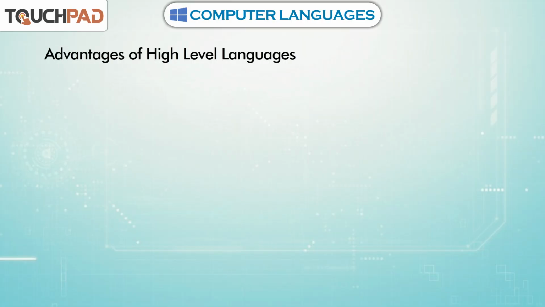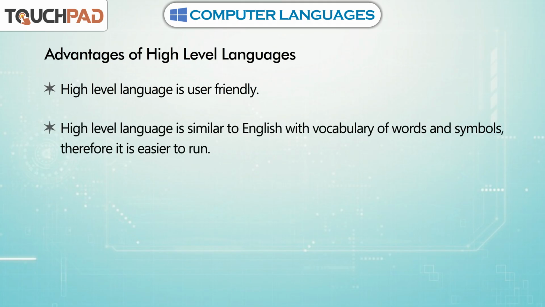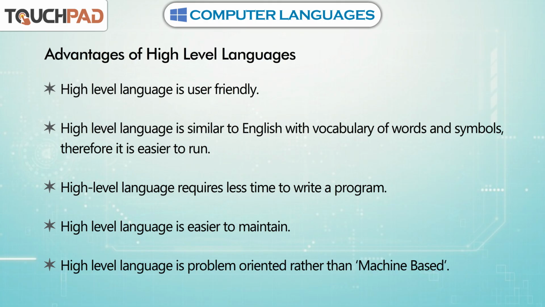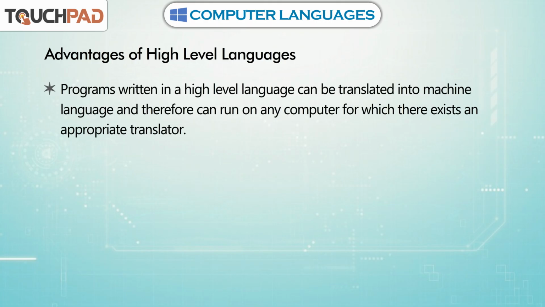Advantages of high-level languages. High-level language is user-friendly. High-level language is similar to the English language with a vocabulary of words and symbols, therefore it is easier to learn. High-level language requires less time to write a program. High-level language is easier to maintain. High-level language is problem-oriented rather than machine-based.